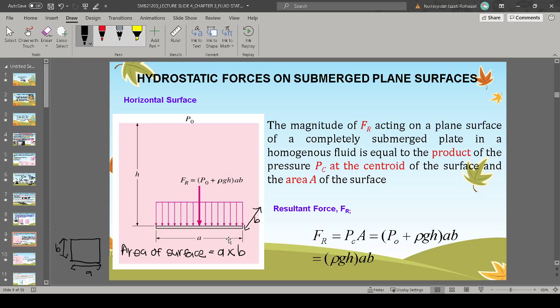Okay, so how to calculate it? How to calculate your force is we use a formula. Force equals rho g h A. Okay, rho is your density, g is your gravitational acceleration, h is your height to the surface, this is your pressure component, right? A is your A times B, so you get rho g h a b, which is this.